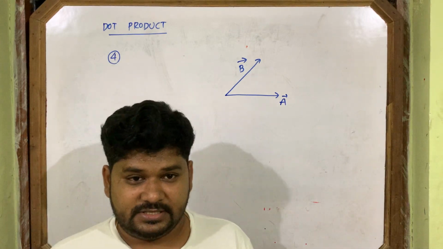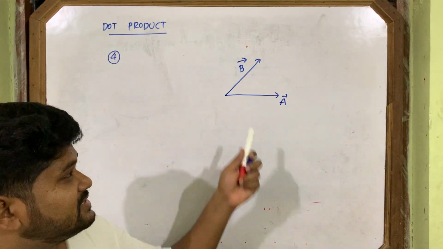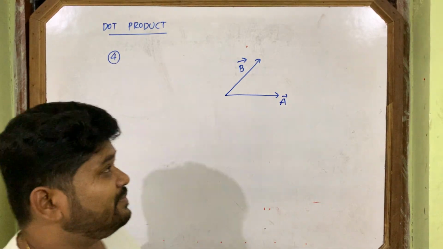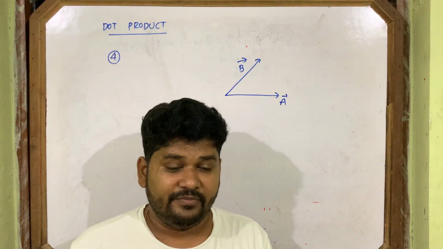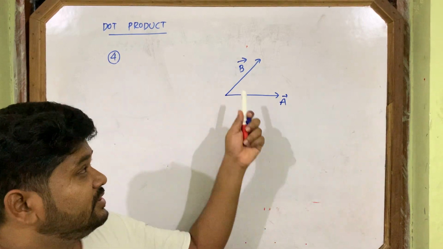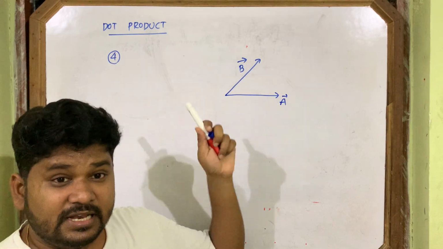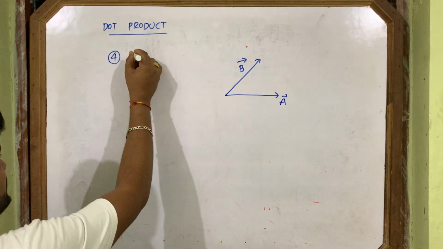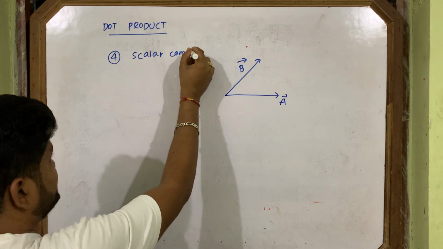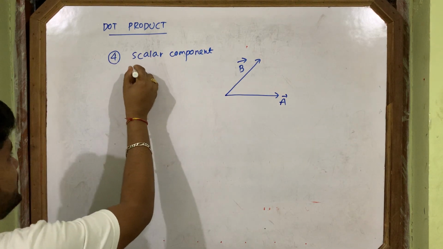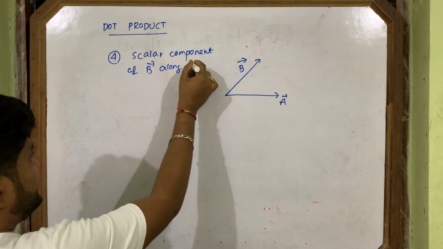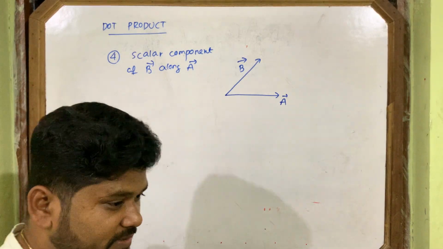This question is like this. Find the scalar component of B along A. This is application number 4. This is a very important question, always comes in exam, very important. Find the scalar component of B vector along A vector. Remember this one what I am telling.